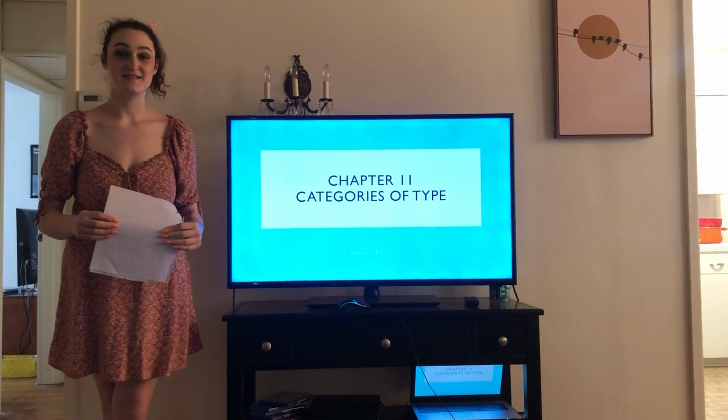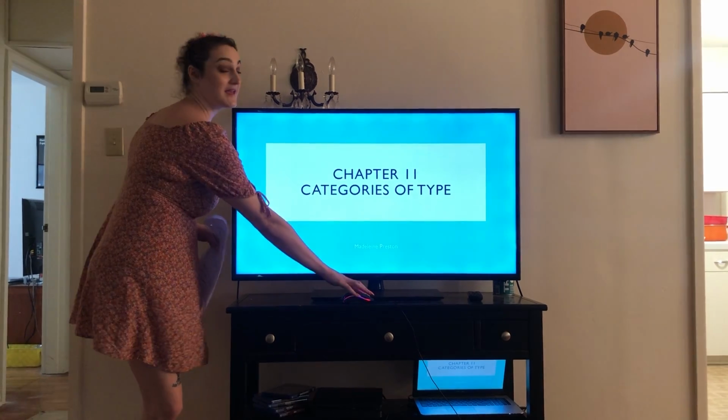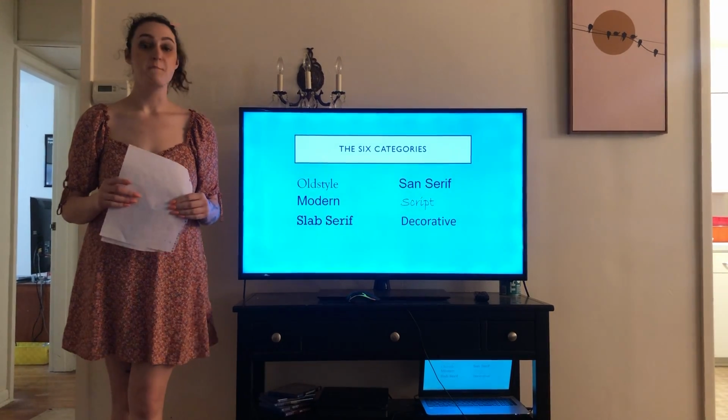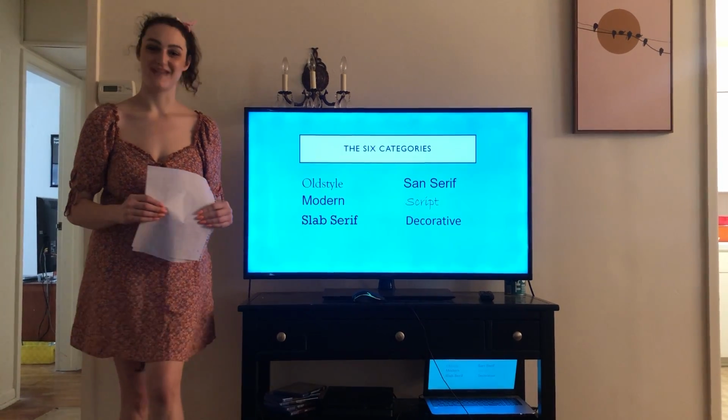Hi, my name's Madeline Preston, and I'm going to be going over Chapter 11, which is Categories of Type. There are 6 categories. We have Old Style, Modern, Slab Serif, Sans Serif, Script, and Decorative.